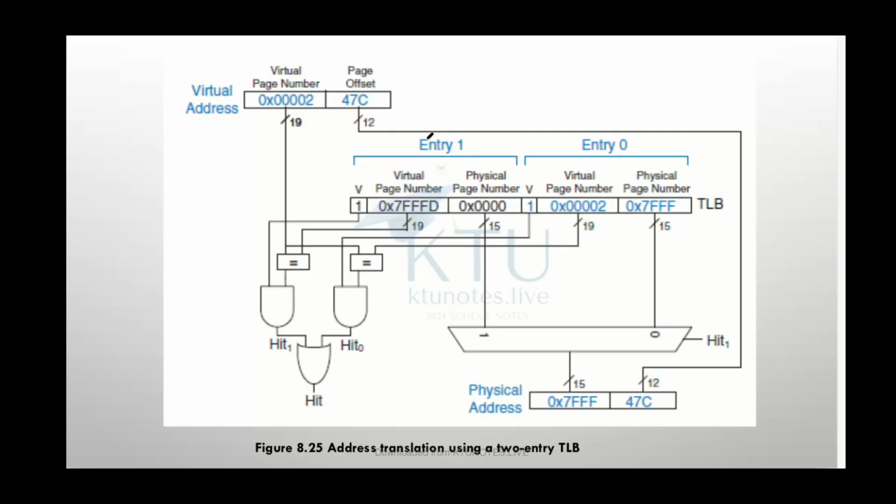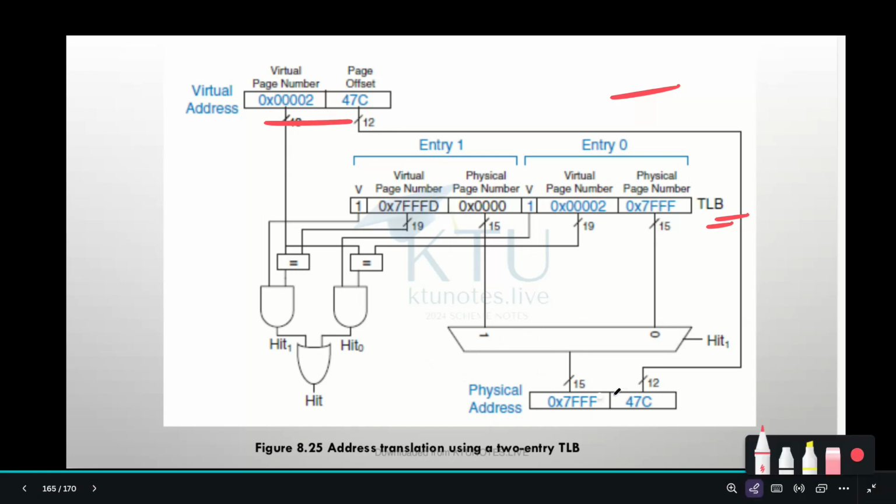Understood? So here, I told you it is a 2 entry TLB, that is, entry 0 is here and entry 1 is here. This is what a 2 entry TLB means. Each entry gives a virtual page number and its physical page number, and another virtual page number and its physical page number. For us this is what is basically asked. If I take this multiplexer, then only you are going to get the physical page number. The offset would be the same for both of them.